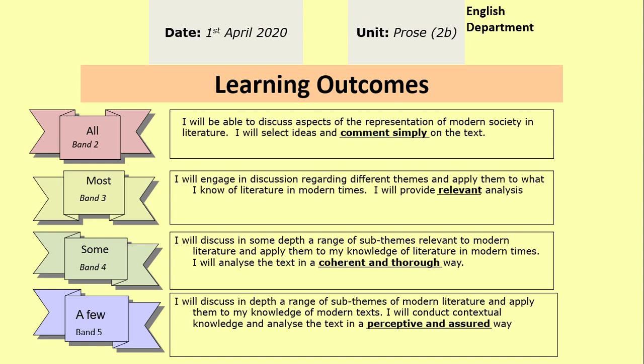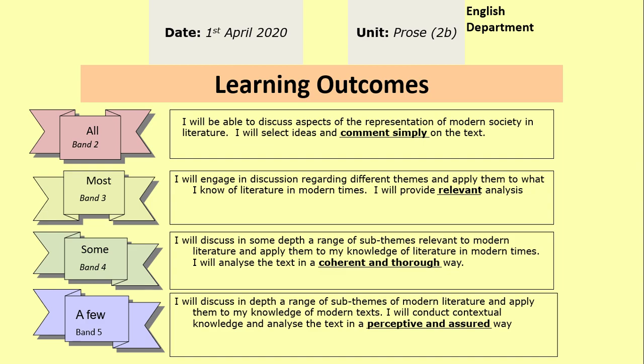Okay, our outcomes are, eventually you're going to be writing an essay on this, so our outcomes are pretty important. We're going to look back at these probably later on when we look at the student exemplar. For a band 2, the examiners are looking for you to comment simply, the keywords there, using all of the AOs. For a band 3, they were looking for relevant analysis, something that's relevant, but perhaps not too inventive or creative or new in the way that you're analysing.